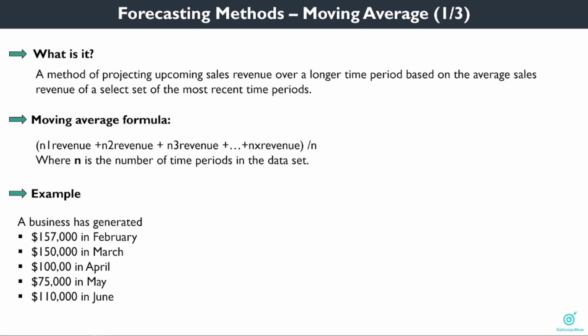Imagine that you need to forecast sales revenue for the month of July, and the sales figures for the last 5 months are 157,000 in February, 150,000 in March, 100,000 in April, 75,000 in May, 110,000 in June. Take some time, maybe pause the video and try using the formula to calculate the forecast for the month of July.